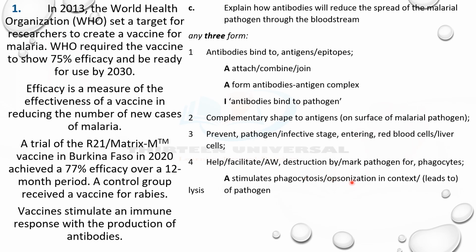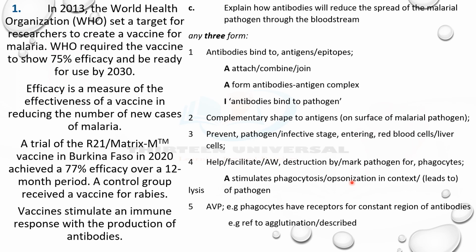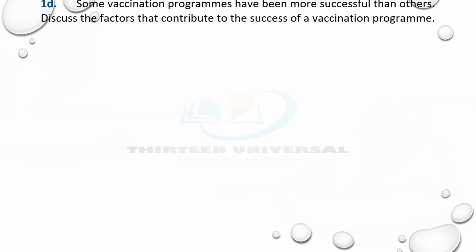They coat pathogens, all right? So phagocytes have receptors for the constant region of antibodies, of course, and of course agglutination and all of that. Please don't mention T lymphocytes, T cells. T cells do not make antibodies. All right, this is the humoral immune response. It's not cell mediated. All right, guys, let's go to the next question.